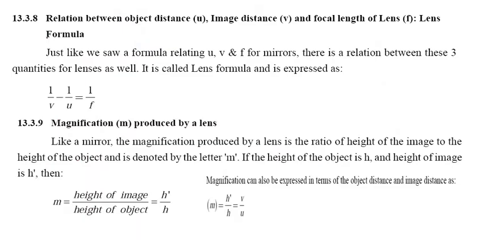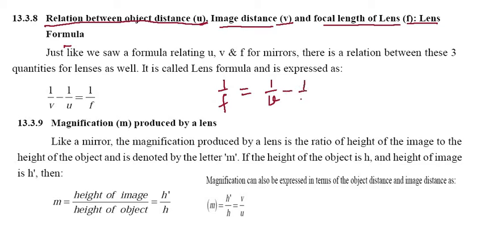Now come to the relation between the object distance u, image distance v, and the focal length f. The formula is 1 upon f is equal to 1 upon v minus 1 upon u. You can see further 1 upon f is equal to 1 upon v minus 1 upon u.